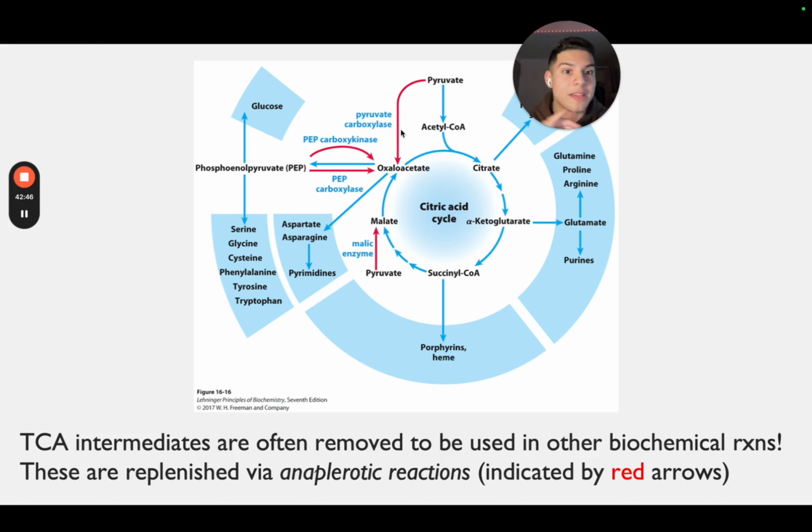So it doesn't use TPP. It uses something else called biotin. We'll talk about that later. And pyruvate, you're going to add a carbon to it. Remember, pyruvate's 3 carbons. And you're going to add one, so carboxylating it to form this oxaloacetate.